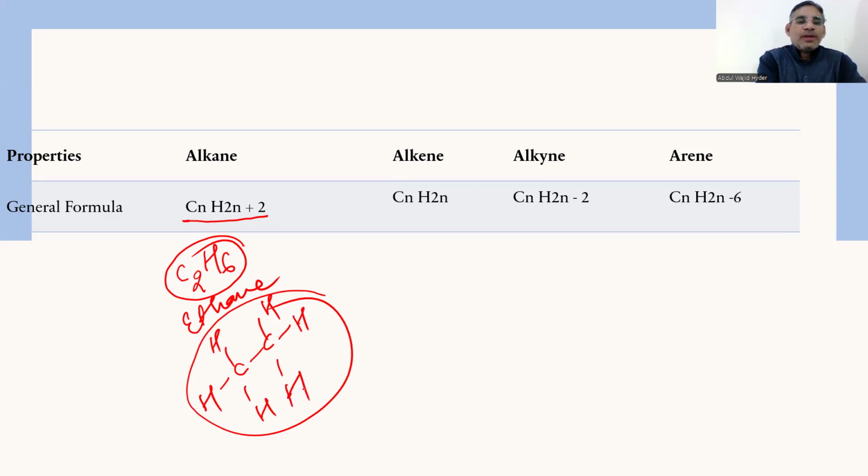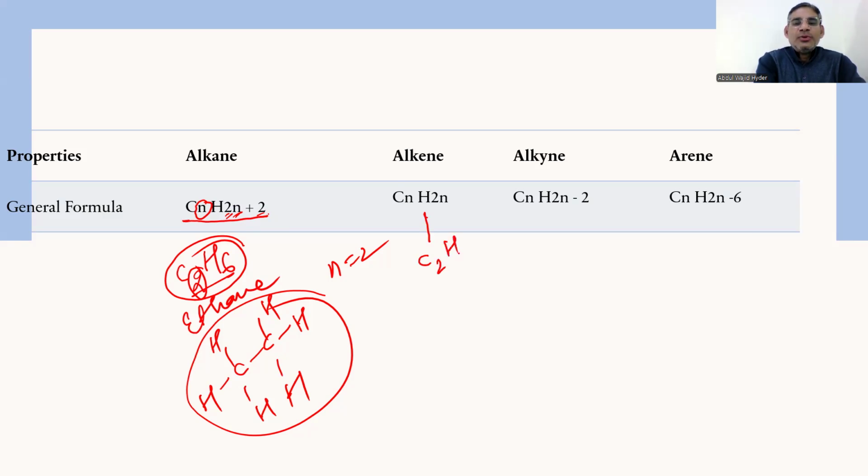Now see here, how many carbons are there? 2 carbons are there. So n is equal to 2. Then H is 2n plus 2, as we have already said. So 2 twos are 4, 4 plus 2, 6. So C₂H₆.